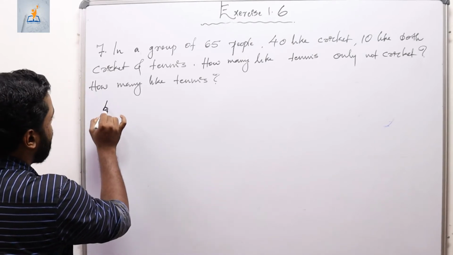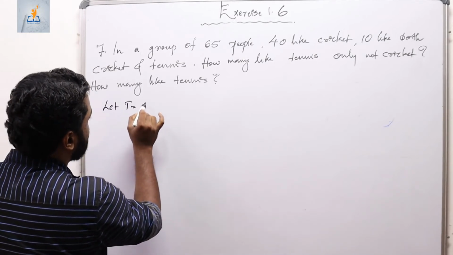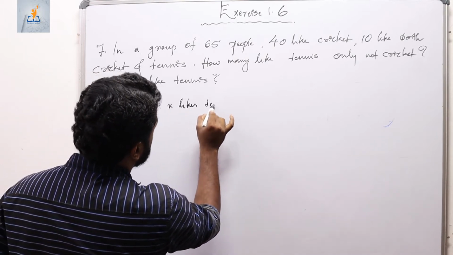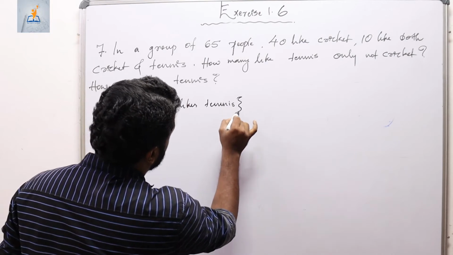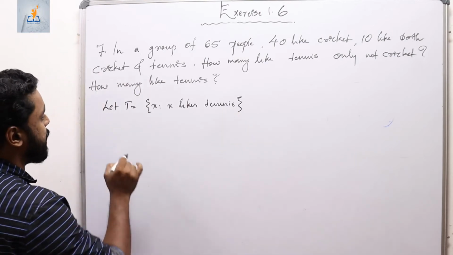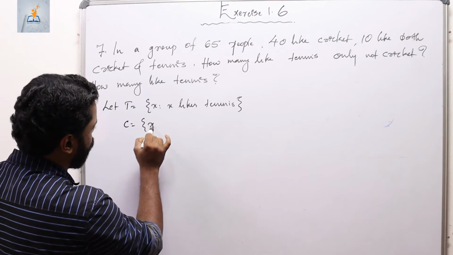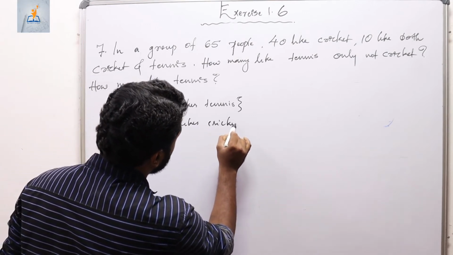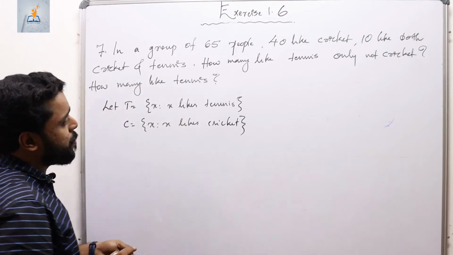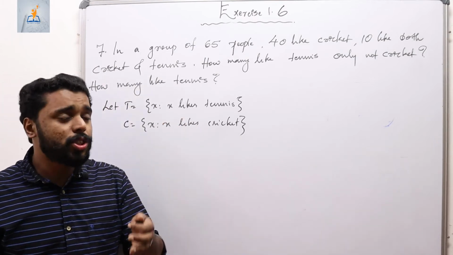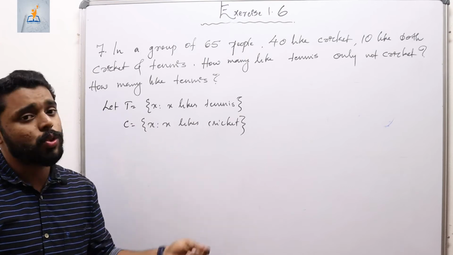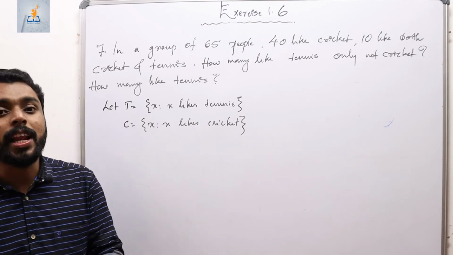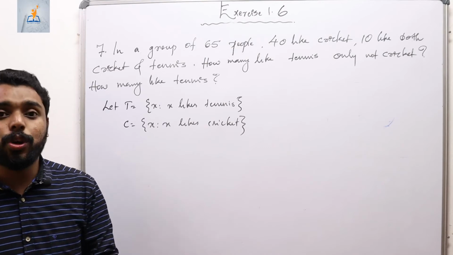Let me first of all name the sets. Let T denote the set of all x such that x likes tennis. So T denotes the set of all players who like tennis, and let C be the set of all x such that x likes cricket. So before you attempt any similar question, try to name the sets like this so that your answer will be more precise and the evaluator will never feel any confusion while valuing your paper.